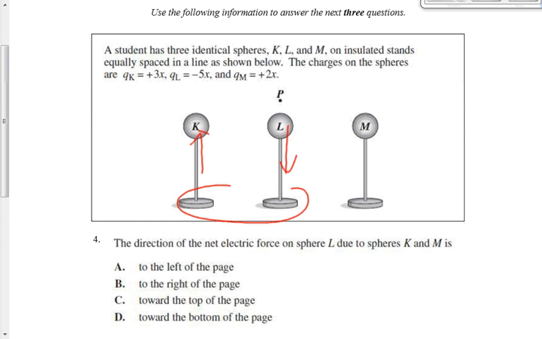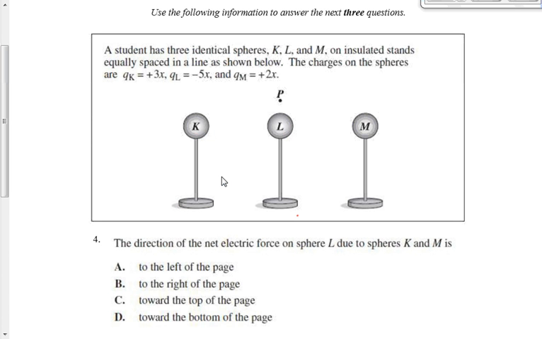Now, honestly, you probably wouldn't have thought of that happening anyways. So even if they didn't say insulated stands, you probably would have been okay. But the fact that they do say insulating stands, they're just giving more information for those people that tend to overthink things. People that look at this and say, oh, wait, I got charges here, but could they go down into the ground? No, they can't, because it's insulated.